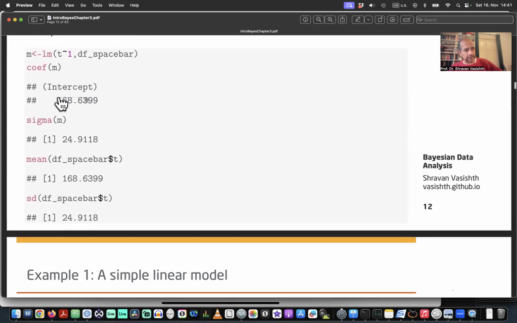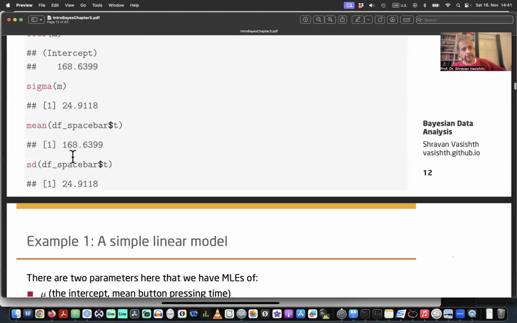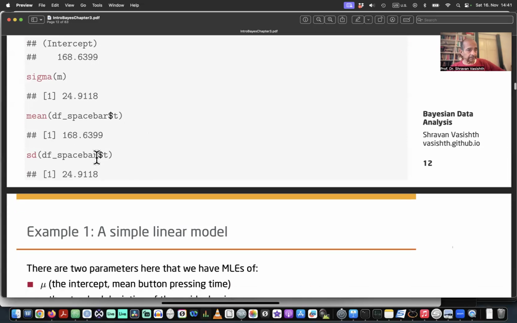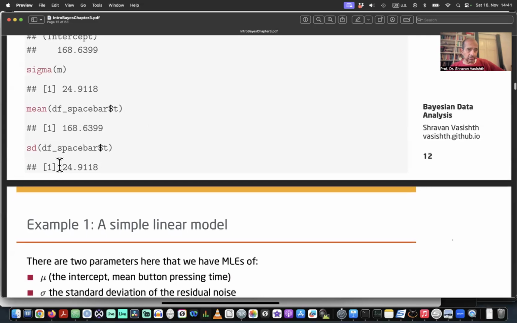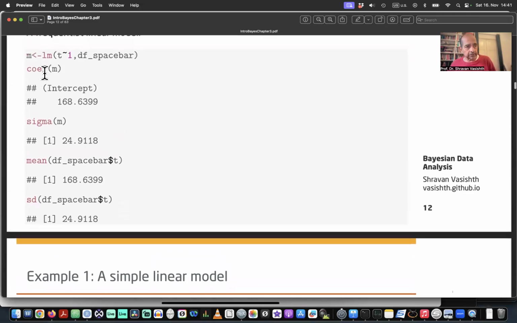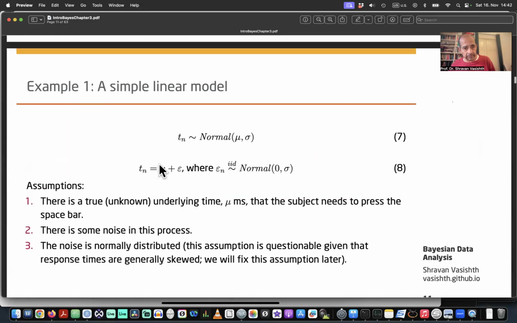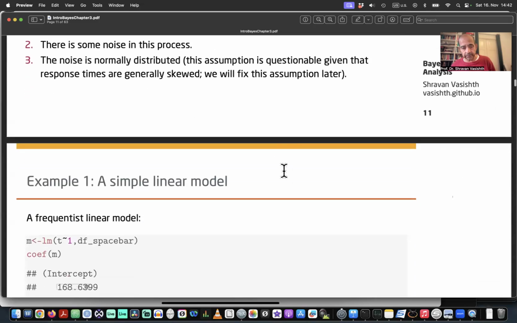You can see that 168.63 is really the estimate of the average button pressing time, because when I type mean on the button pressing time, I get exactly the same number, right? And the standard deviation is also easily computed from just looking at the vector t and running it through the sd function. So that's the meaning of these two parameters in the model. The intercept is telling me the mean button pressing time, and sigma is telling me the variability in the button pressing time, right?